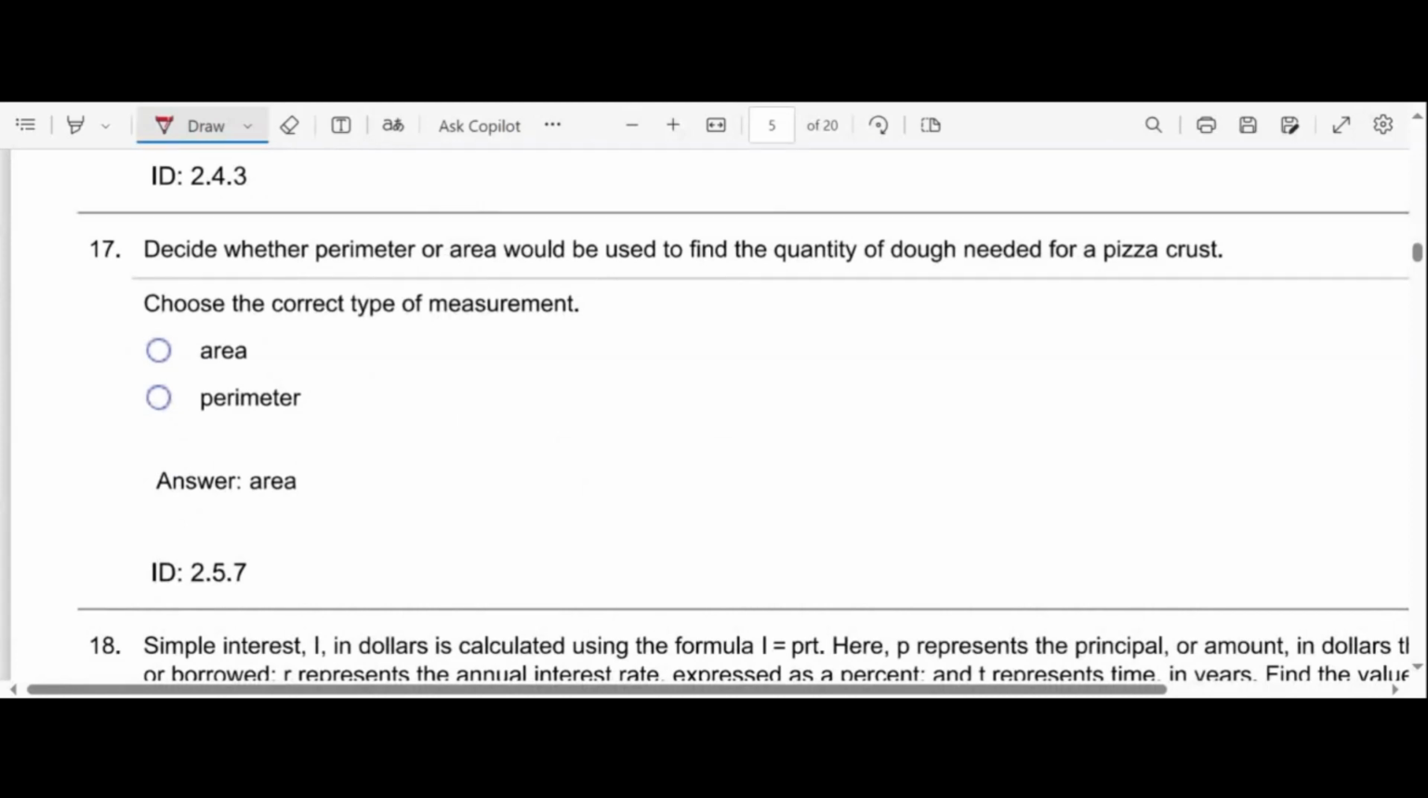Decide whether a parameter or area would be used to find the quantity of dough needed for a pizza crust. So what is dough? We asked Badr, what does dough mean? Dough is like an عجينة. Okay. For pizza crust, what does crust mean? The outside, the edges.